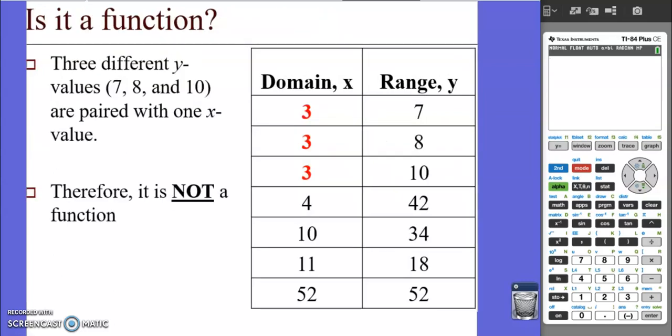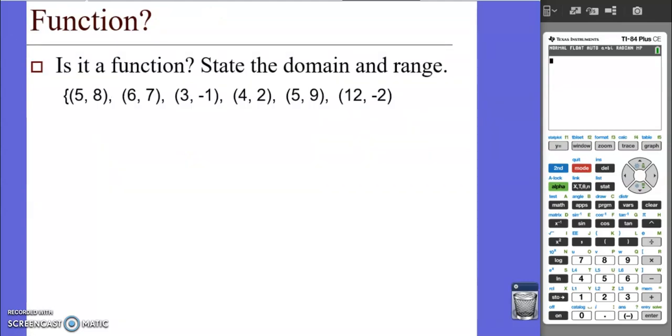Look at this one. We have a set of domain and set of range. When I put 3 in, then out comes a 7. When I put 3 in, out comes an 8. That's impossible. When you put a number in, only one value comes out. So this is not a function. To be able to do that, you recognize what is a function.